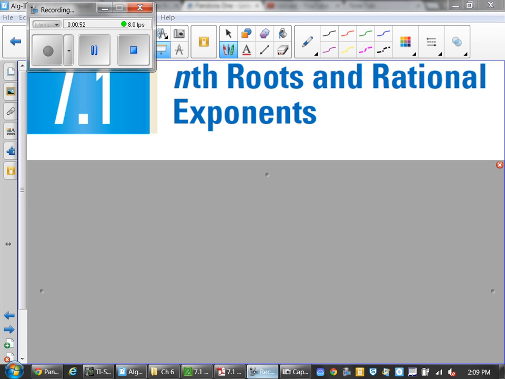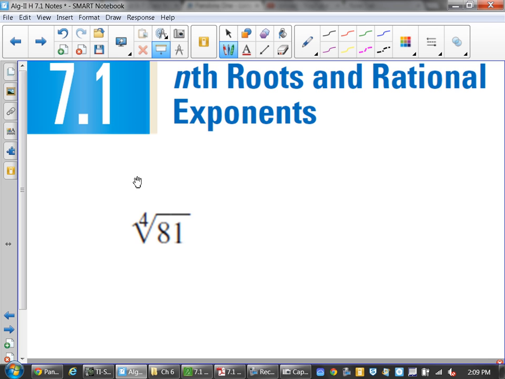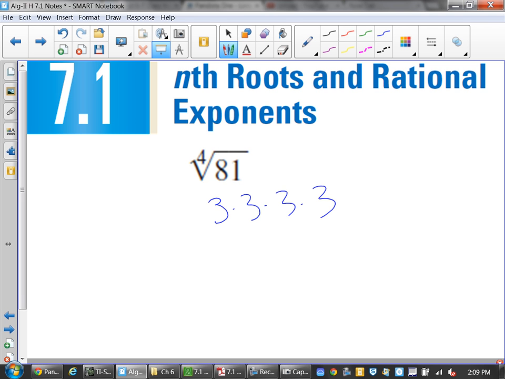So what we're going to do is look at something like this. What is the fourth root of 81? The fourth root of 81 is basically asking you the question: what are 4 numbers that you multiply together that are the same that get you 81? 3, 3, 3, 3. So this could equal 3. Or what else could it be? It could be negative 3 as well.